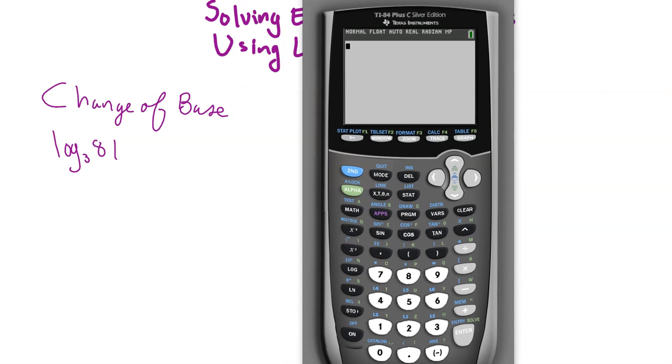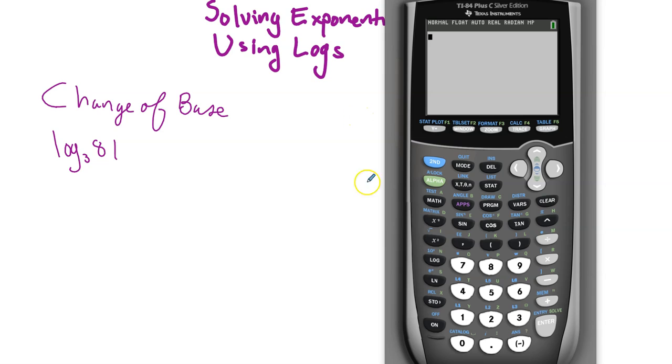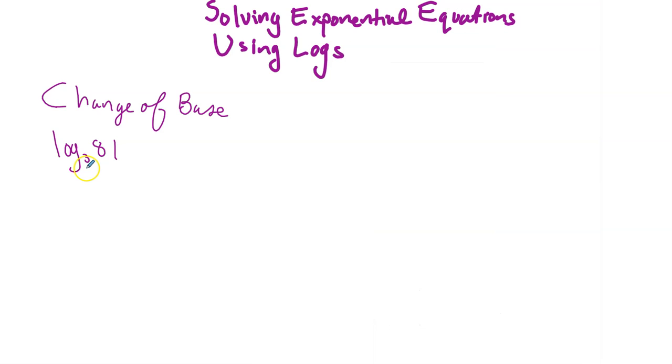So on the calculator, we can't really do base 3 log, right? We just have this log key, log, and that's a base 10 log. So how are we going to do this on our calculator? Actually, there is a couple of different ways, but if you have an older calculator, there is only one way. So how would we solve this?